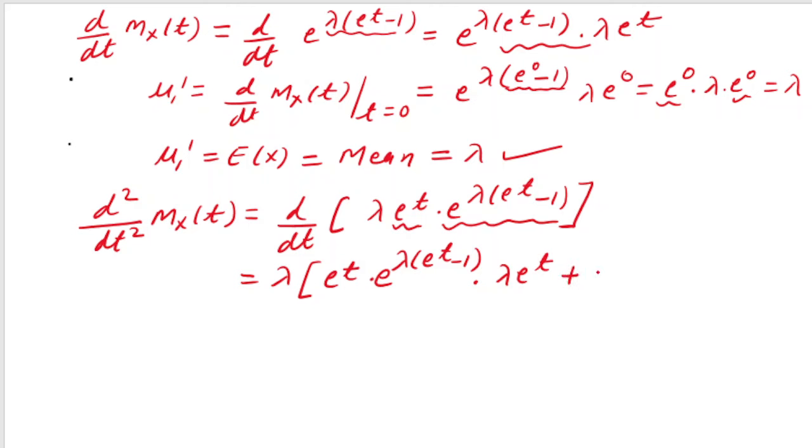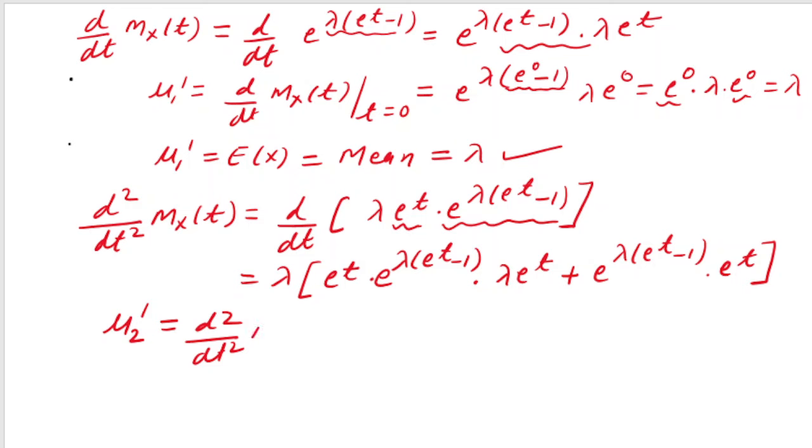Now the second function: e to the power lambda (e to the power t minus 1), and the derivative of e to the power t is e to the power t. I would suggest that you do all this calculation yourself so that you don't get confused, and in case you find it difficult, then you can check. So mu2 dash will be what? Mu2 dash will be d2 by dt square of Mx(t) at what point? At t is equal to 0.